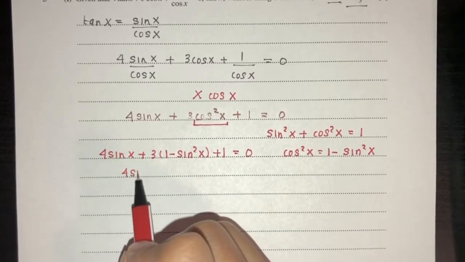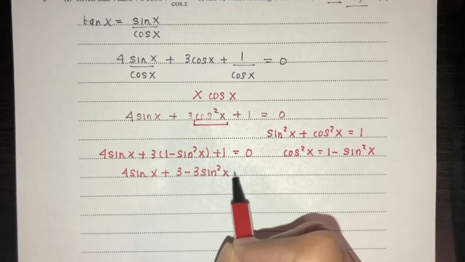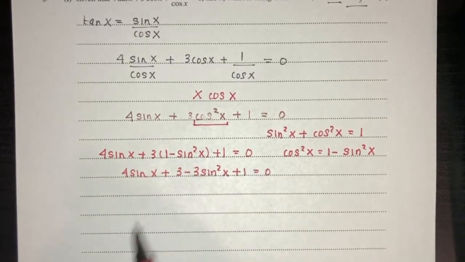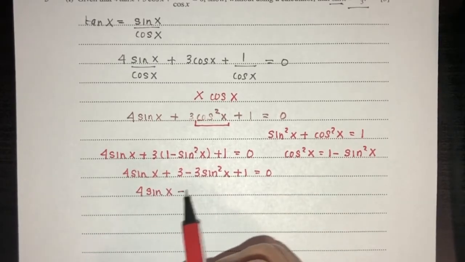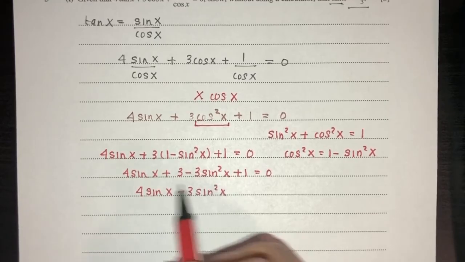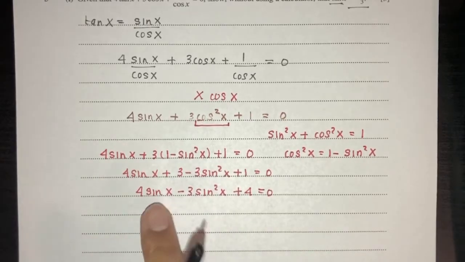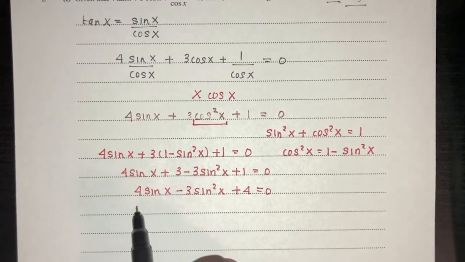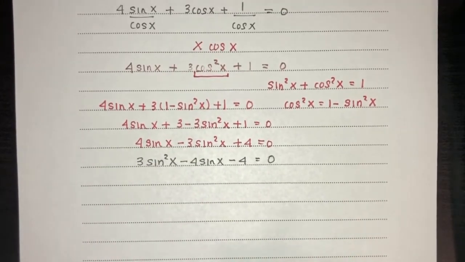Now you will have 4 sin x plus 3 minus 3 sin square x plus 1 equal to 0. Now simplify. We will have 4 sin x minus 3 sin square x, 3 plus 1 is plus 4, equal to 0. Now let's send everything to one side. To make this one become positive, you will have 3 sin square x minus 4 sin x minus 4 equal to 0. So as you can see, now we have an equation that we need to factorize and solve.